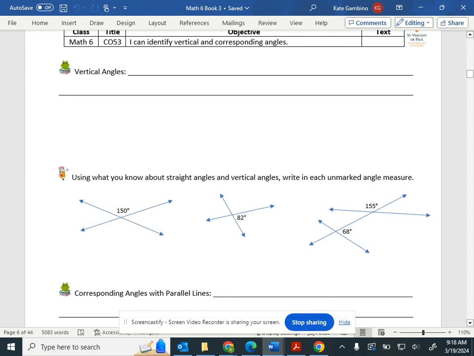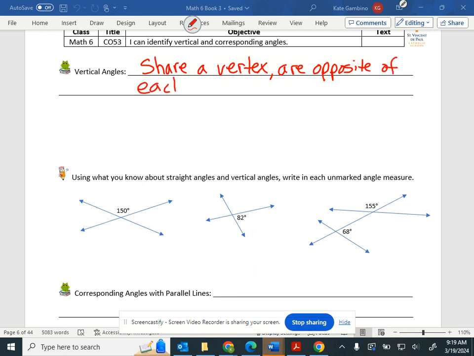CO53. Now we start getting into the vertical and corresponding. What are those? Vertical angles, remember, share a vertex, are opposites of each other, and congruent. What does it mean if I say they are congruent? They are their exact same measurement. So you can put the definition, you cannot put an example picture.